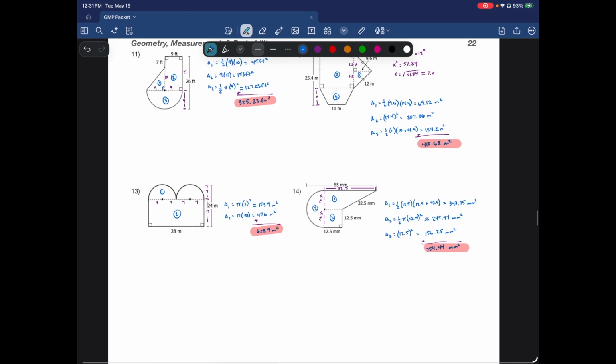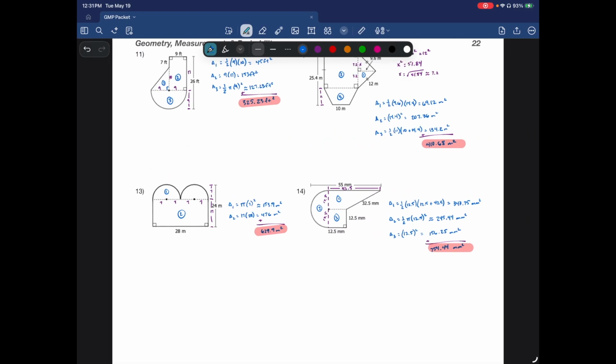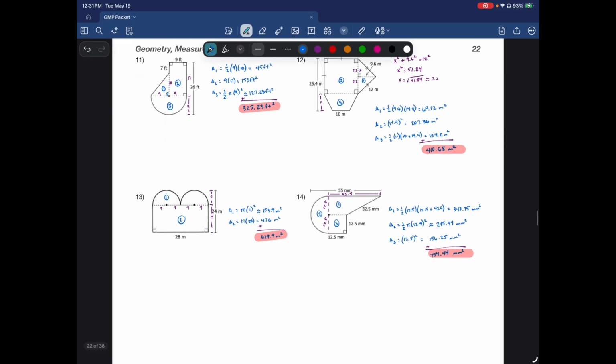All right, so that is lesson 12. You have your basic figures and you have your composite figures. All right, so work this as many times as you need to. Reach out if you need help, and I'll see you in the next lesson.